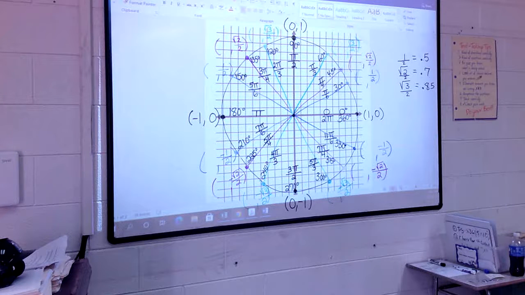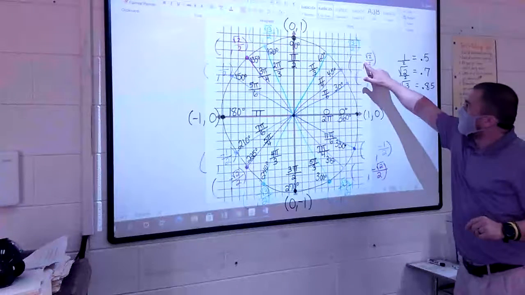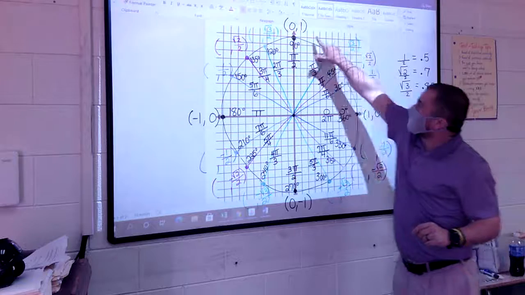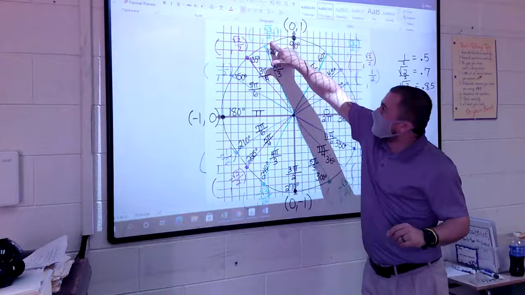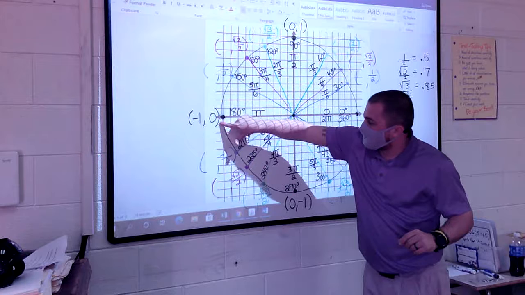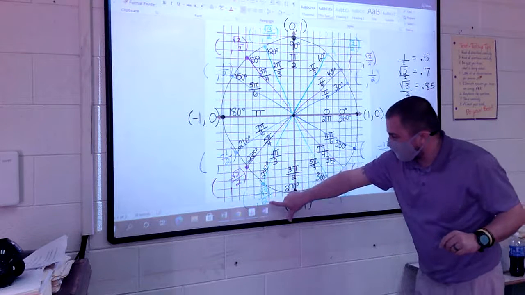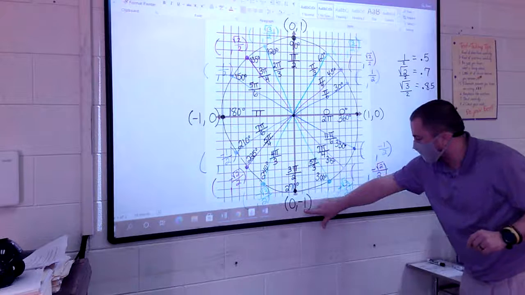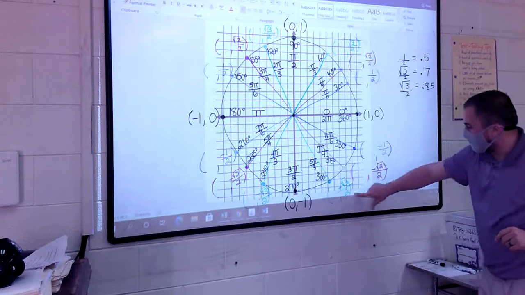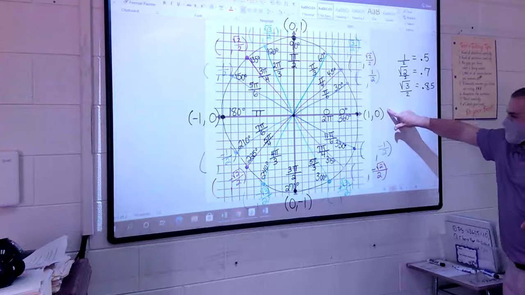So look at our y values one more time. We go from 0 to 1/2, square root of 2 over 2, square root of 3 over 2, 1, square root of 3 over 2, square root of 2 over 2, 1/2, 0. Negative 1/2, negative square root of 2 over 2, negative square root of 3 over 2, negative 1, negative square root of 3 over 2, negative square root of 2 over 2, negative 1/2, and 0.